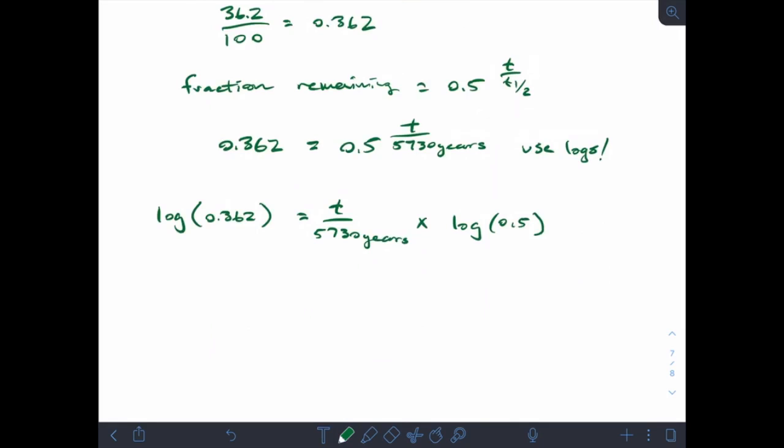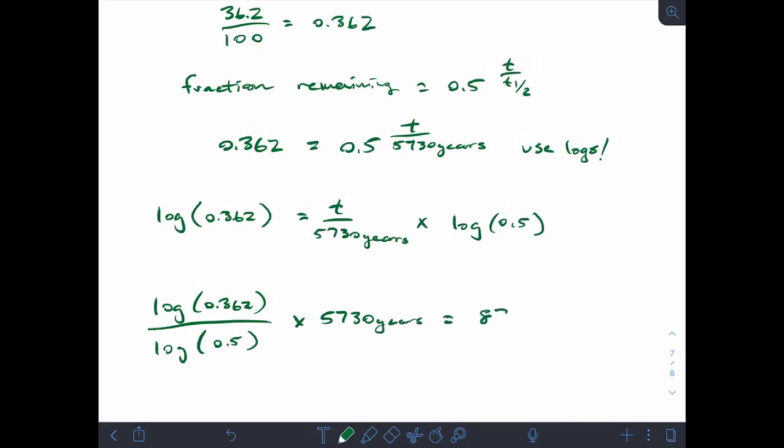Right, so now that I've got this set up this way, t equals the log of 0.362 divided by the log of 0.5. Now this is different than saying the log of 0.362 over 0.5. You need to take the log of each of those values and then divide them, times 5,730 years. So we find out that the fossil is 8399.8 years old, or about 8,400 years.